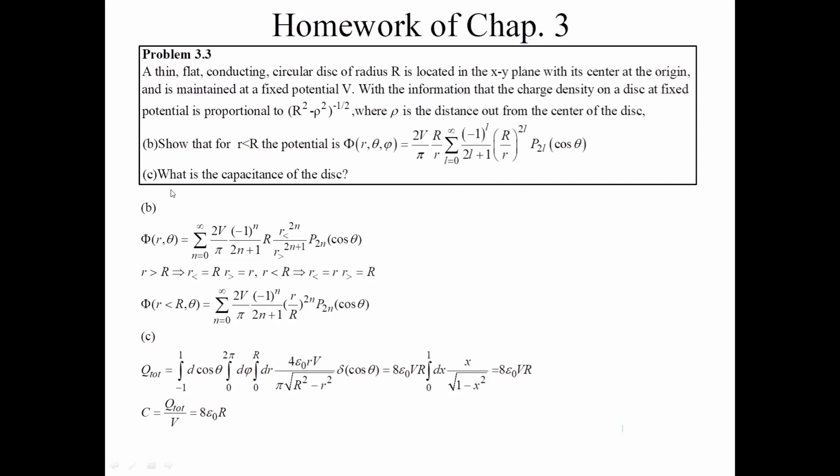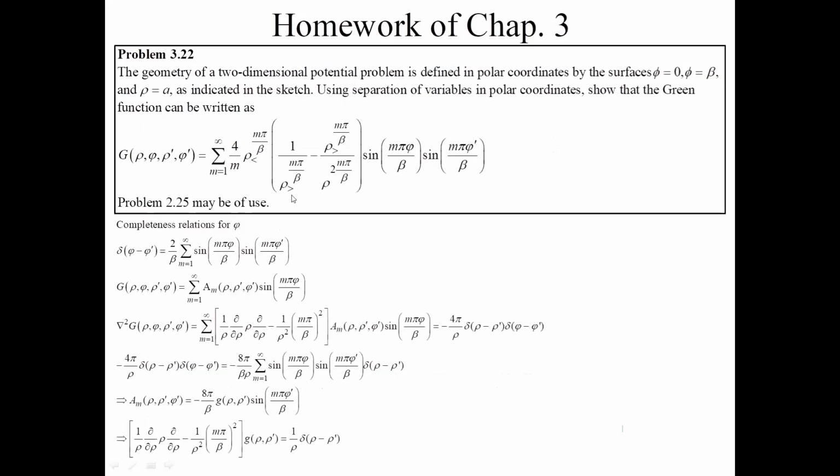And for problem C, we want the capacitance of the disk. We know that capacitance is equal to Q over V. So we just need to integrate the charge density over the whole volume to get the total charge Q. Then after integration, we can easily calculate the capacitance is equal to 8 times epsilon 0 times big R.